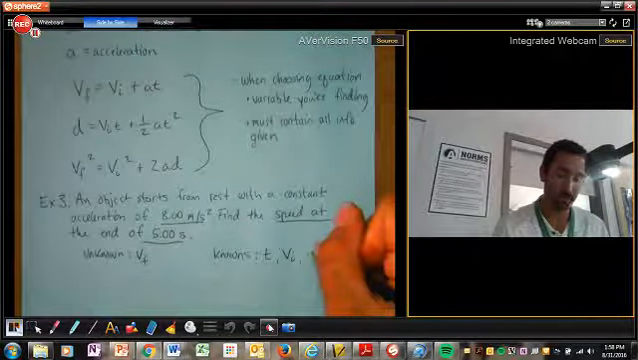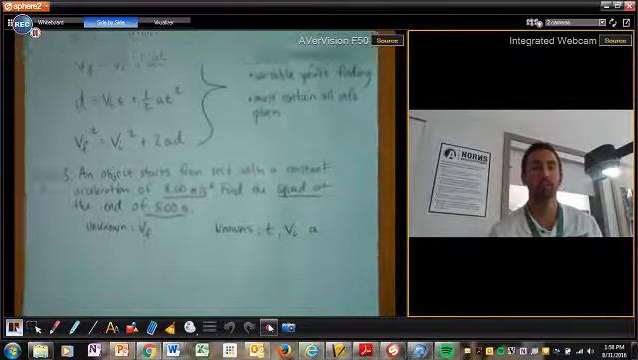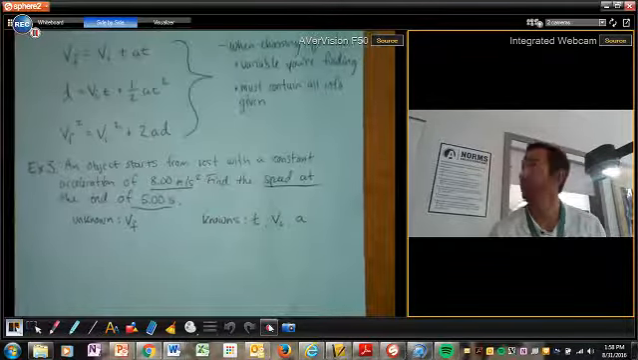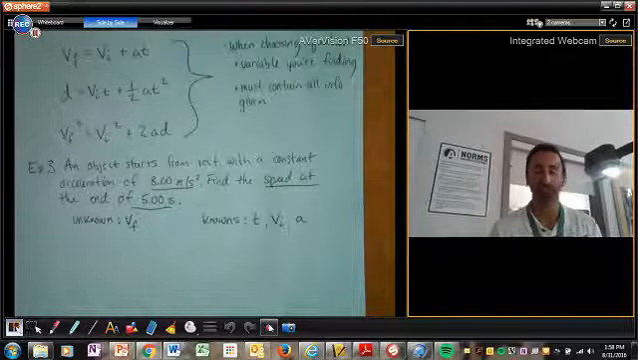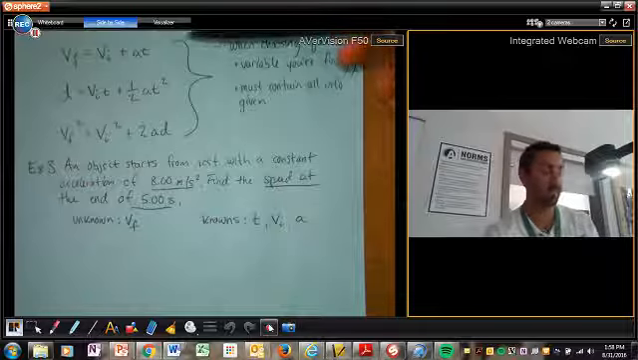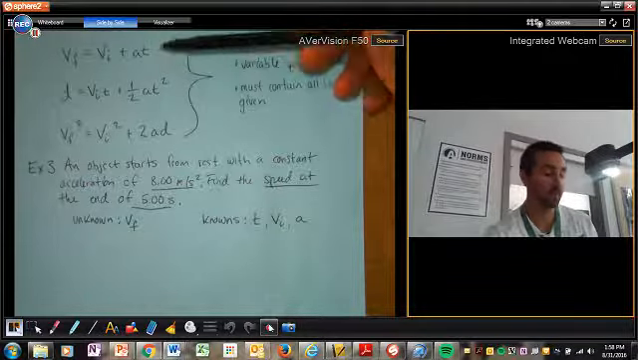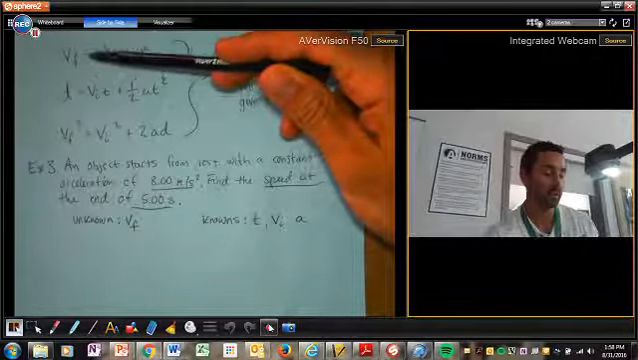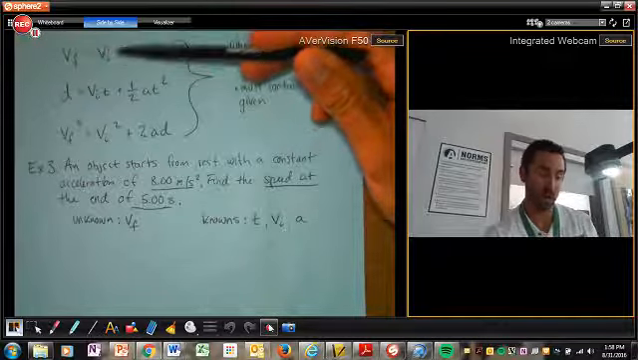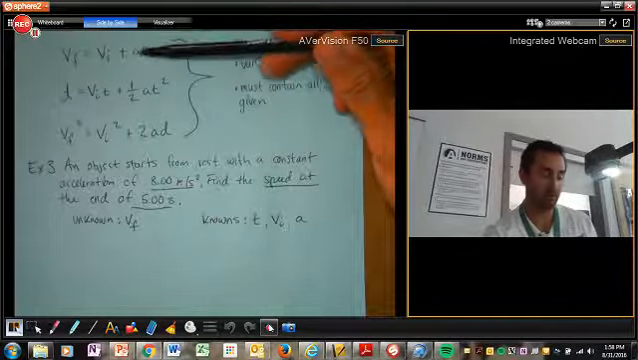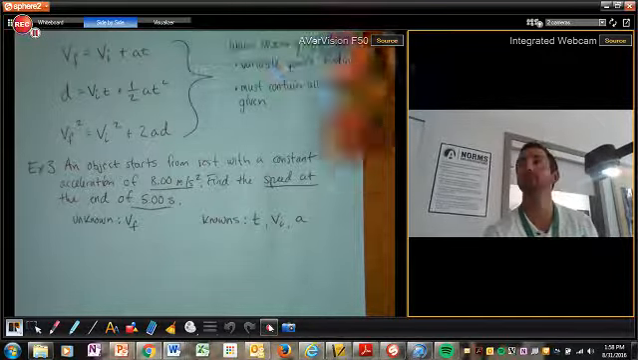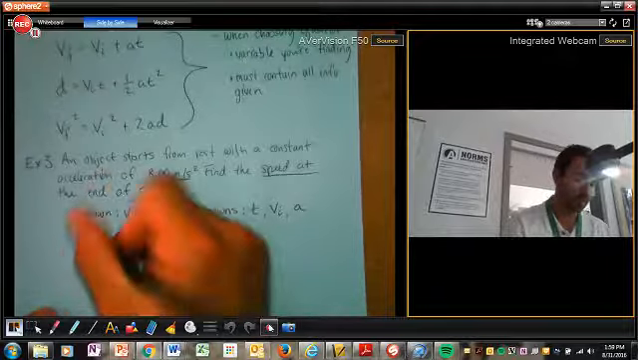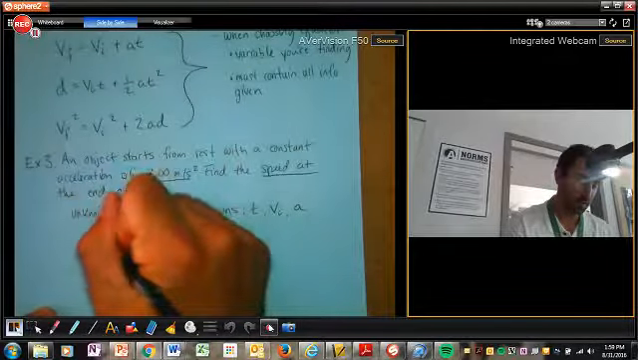Okay? So now, looking at my equations, I need to have one that has my variable. Alright? I'm going to go from top to bottom. Does the top one have my variable? Yeah, I'm looking for Vf. Good. Okay. Do I know Vi? Yes. Do I know A? Yeah. Do I know T? Yep, so I can use it. I can use that one. Perfect. So I'm going to use Vf equals Vi plus AT.